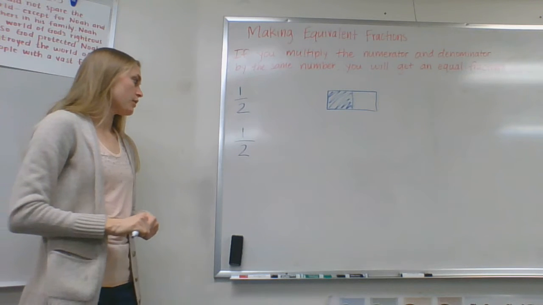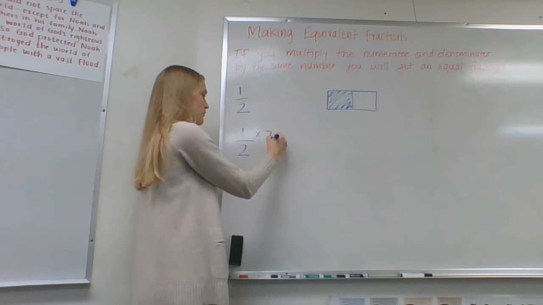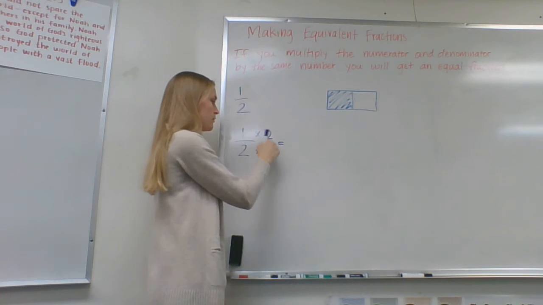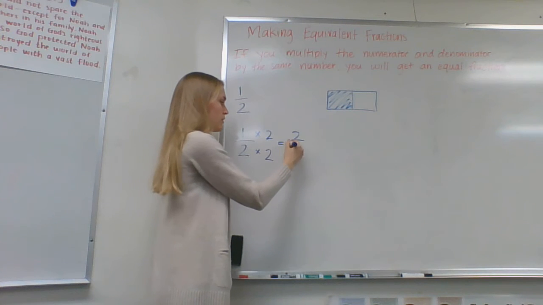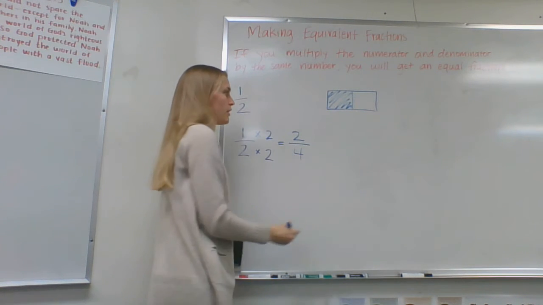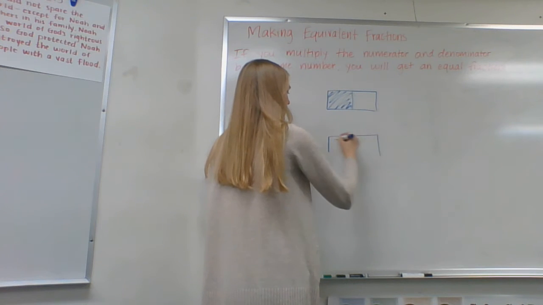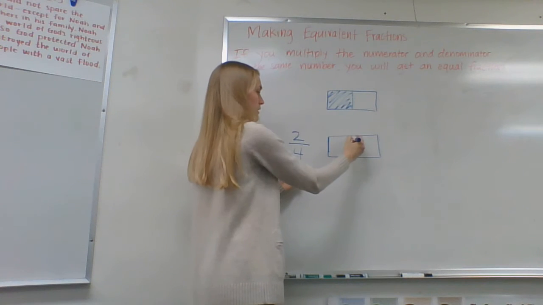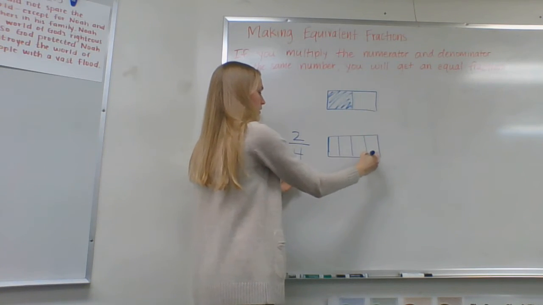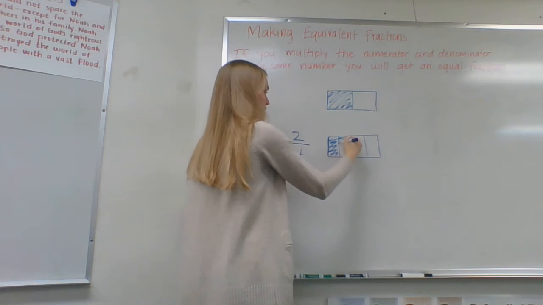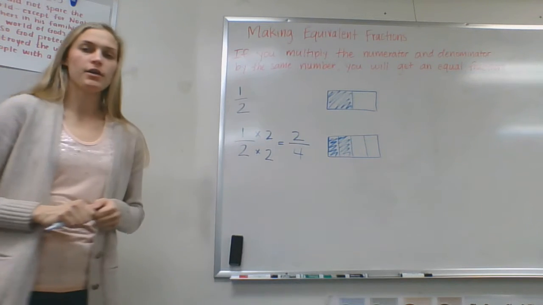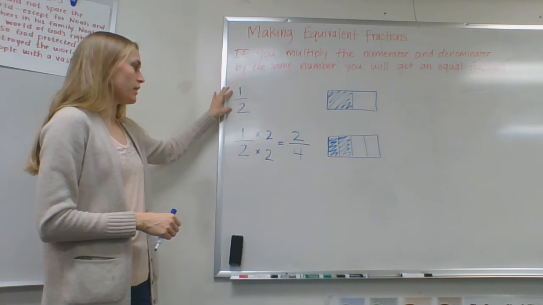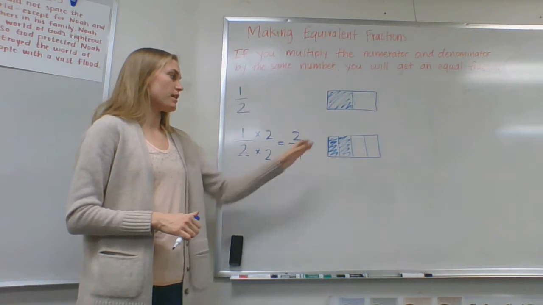So let's try it with 2. So if we multiply the numerator by 2, and we multiply the denominator by 2, you get 1 times 2 is 2, and 2 times 2 is 4. We draw a picture of 2/4. That would be one thing split into 4 pieces, and 2 of those would be shaded. If you notice, looking at our models, you can see that those things are equal in value. So even though their numbers are different, we have 1/2 and 2/4, they equal each other.